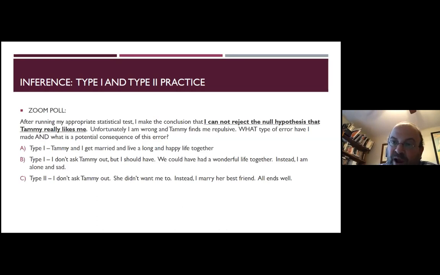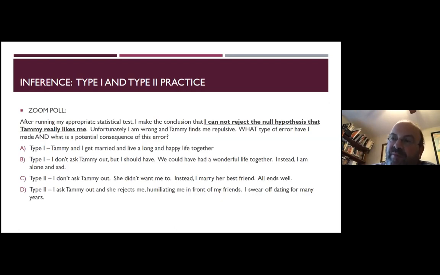We could have had a wonderful life together, but instead I live the rest of my life alone and sad. Perhaps this is a type 2 error. I don't ask Tammy out. She didn't want me to, so I marry her best friend and everybody lives happily ever after. Or is this a type 2 error? I ask Tammy out. She rejects me. I'm humiliated and I simply stop dating.